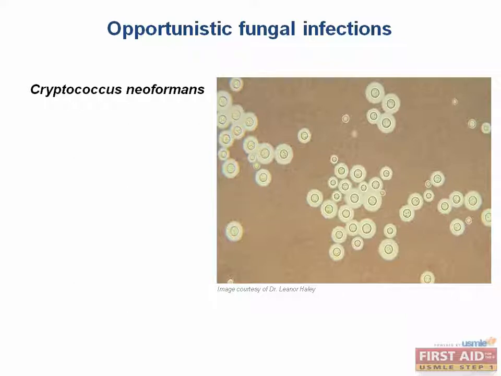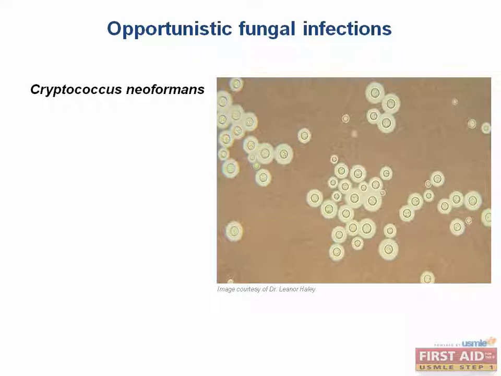If you ever see the words India ink on your test, think of Cryptococcus. As you can see here in this image, crypto stains well with India ink because of its thick polysaccharide capsule. That's what you see right here. That's the thick polysaccharide capsule.